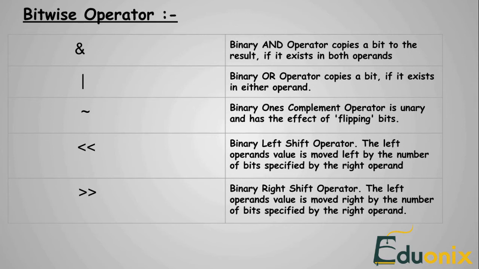Now the binary left shift operator: the left operand value is moved left by the number of bits specified by the right operand. For example, if I give any number, say 12, it will first be converted to a combination of 1s and 0s, and then with 12 left shift 2, the number will be shifted by 2 bits and then the result will be generated. Similarly, it's the case with the binary right shift operator: the left operand value is moved right by the number of bits specified by the right operand.